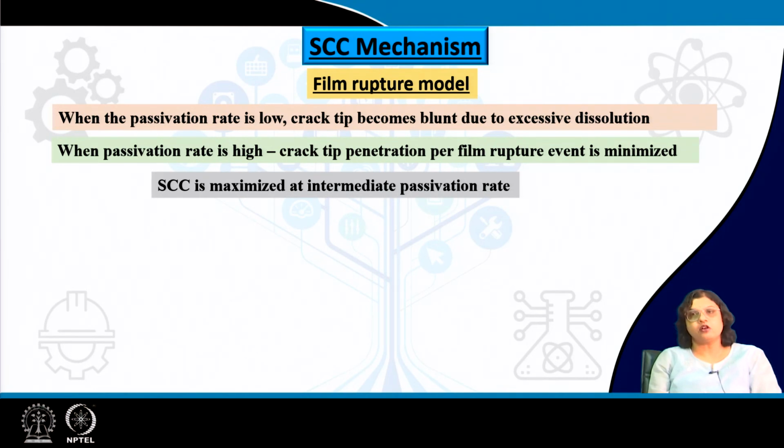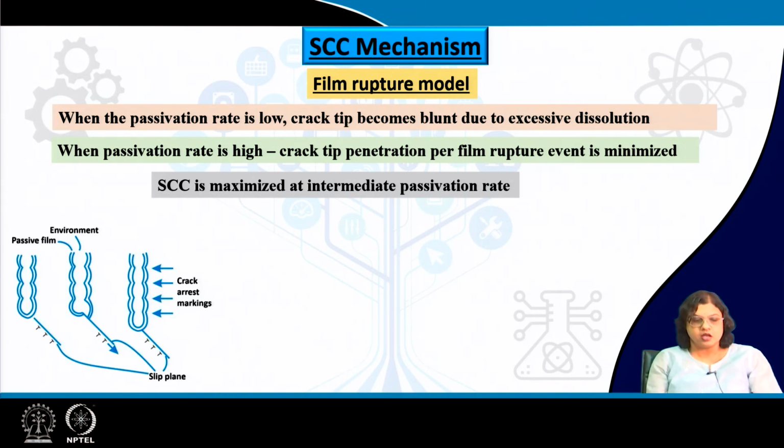So, if we cannot control the presence of the corrosive media or the application of stress, we can make sure that the passivation rate is not very high, or we have to use a particular material which may passivate at a moderate rate, or slower rate, to make it less prone to stress corrosion cracking. This is just an example of how the film rupture model works.